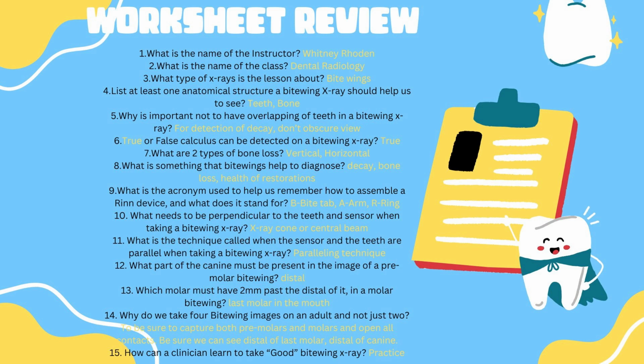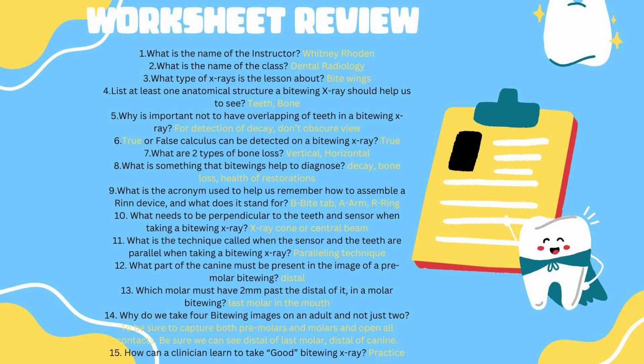Number 4, list at least one anatomical structure a bite wing x-ray should help us to see. The hard structures in the mouth. A bite wing can show us the teeth, and it can show us the bone. It doesn't show us any soft tissues usually.